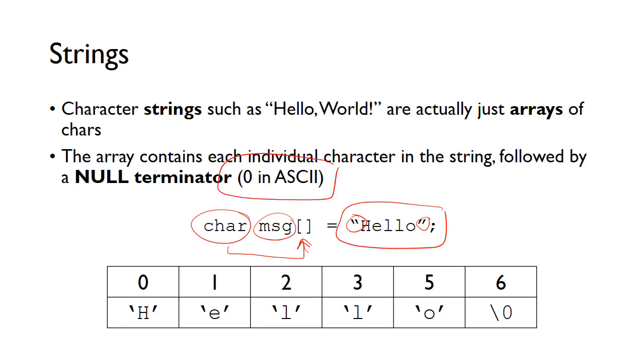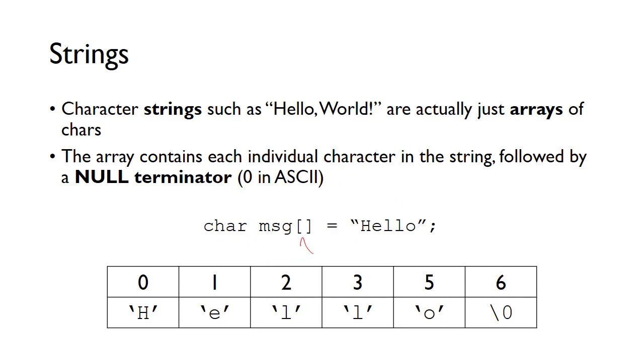When this is created, we've left this size empty. The compiler is going to create 6 elements. We've obviously got 5 letters here, but it actually uses one more. I've just realised these numbers are wrong, so that should be 4, 5.